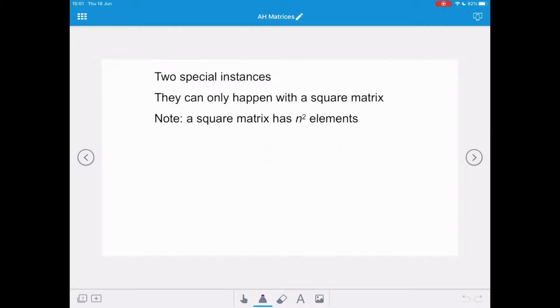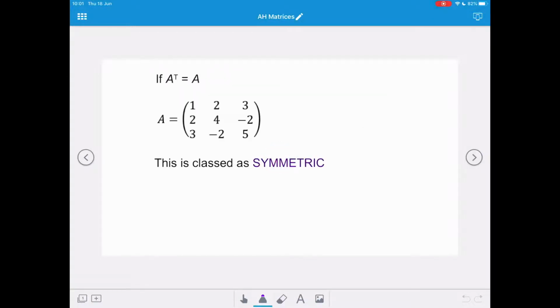So there's 2 special instances with regards to our transpose of a matrix, and they can only happen with a square matrix, remembering that a square matrix has n squared elements. So if the transpose of A equals A, where A equals 1, 2, 3, 2, 4, negative 2, 3, negative 2, 5, if we take the transpose, remembering that we're going to take the first row and make that the first column.